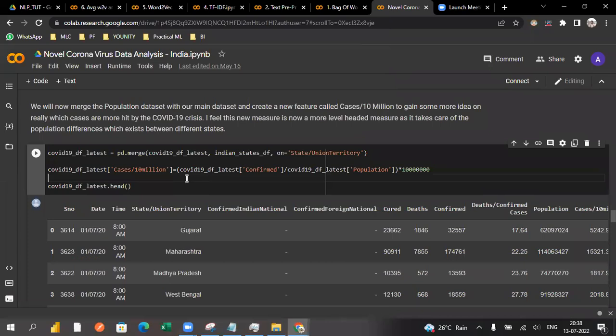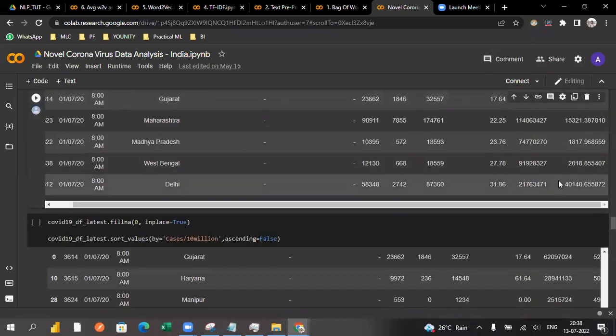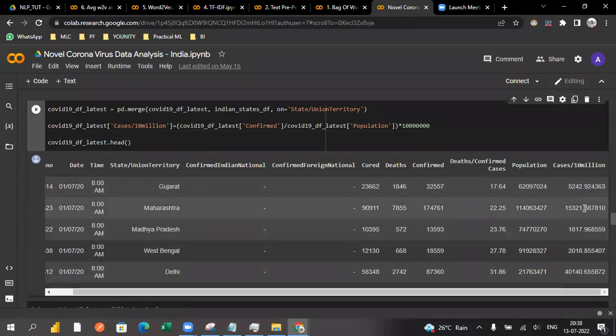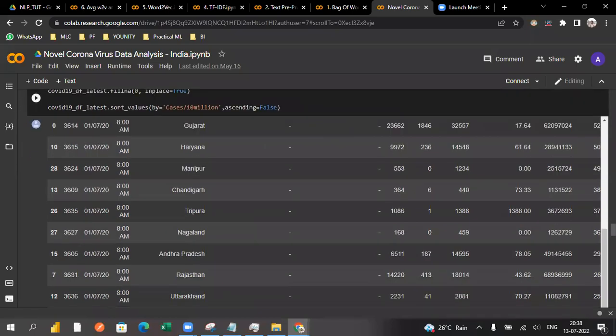So we are just taking the cases per 10 million, as we just discussed, so that we'll get some idea of the different stresses with the cases per 10 million. You can see the data frame. For the cases per 10 million, around this much is the count for Gujarat and this much for Maharashtra.